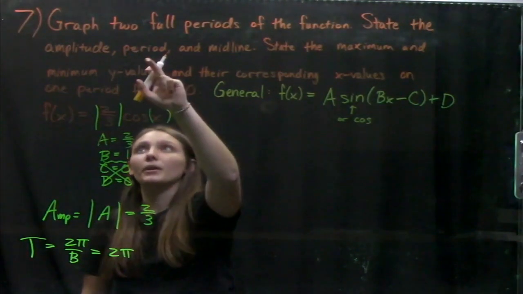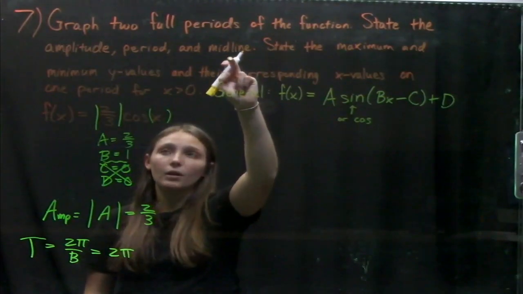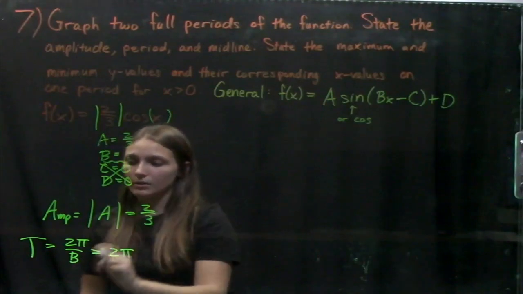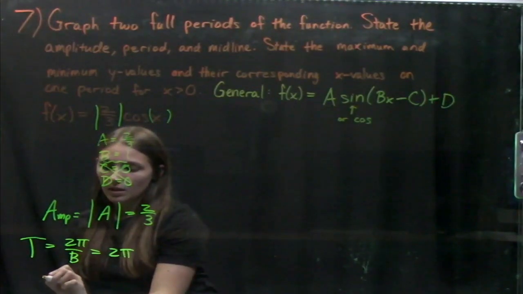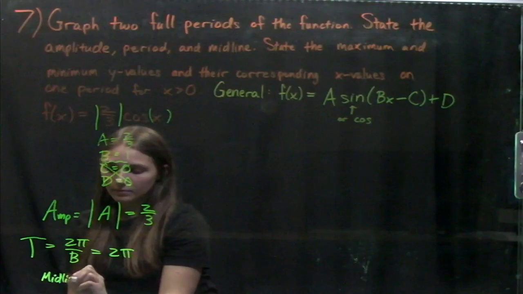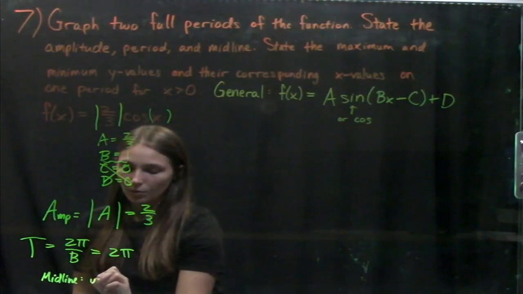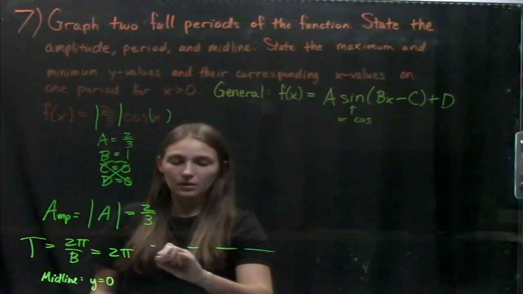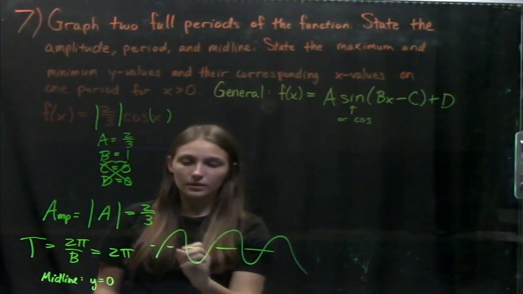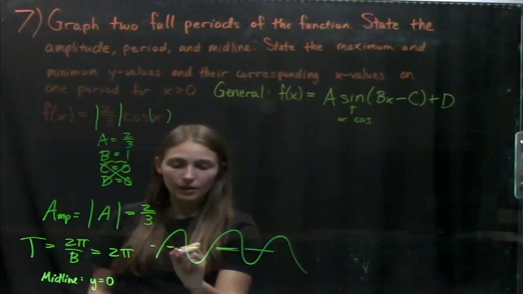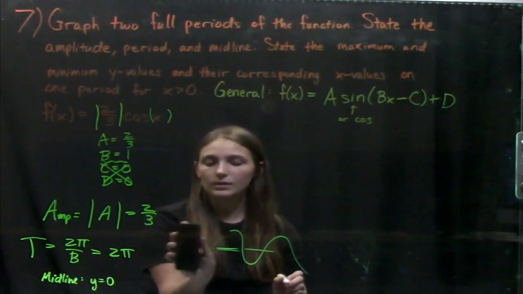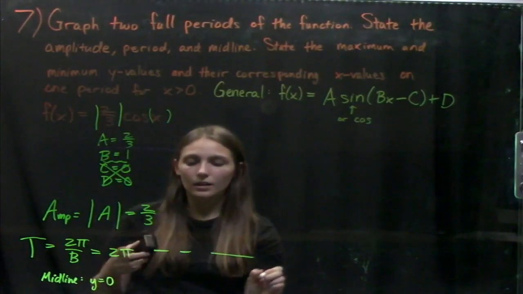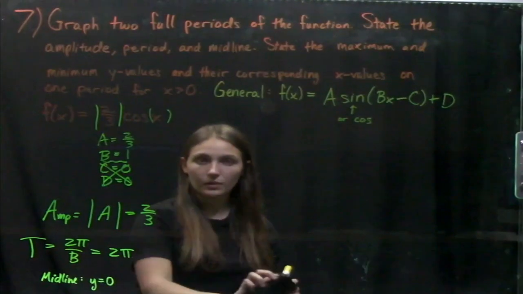Okay, so we've got our period, our amplitude. Now we need our midline. Our midline is going to be our d. So since our d equals 0, our midline will be at y equals 0. And that's where we're going to be going across the axis. We want this middle line of it. So that's what our d tells us, that that line is going to be at y equals 0.